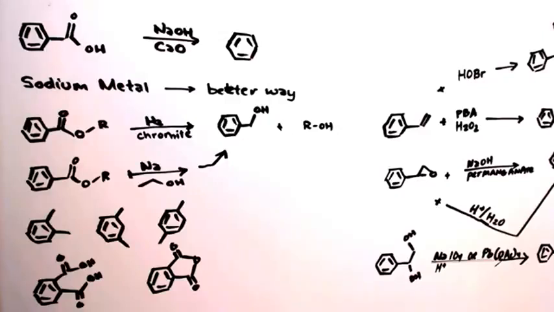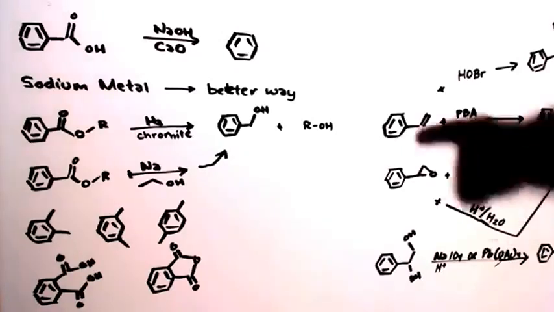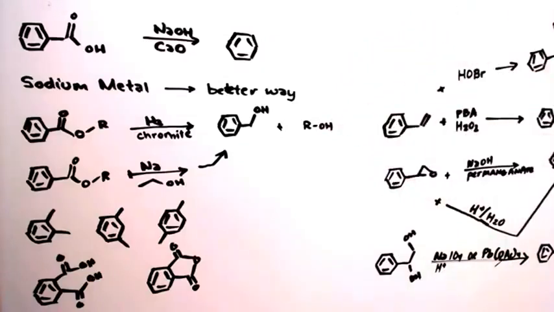The other one is a Bouveault-Blanc reduction. It's where you take an ester and some sodium metal and some alcohol, and you heat it up, and somehow you get two alcohols. It breaks down to benzyl alcohol in that particular example, and whatever the R is, it'll turn into an alcohol too. Another thing is everyone says this is impossible.